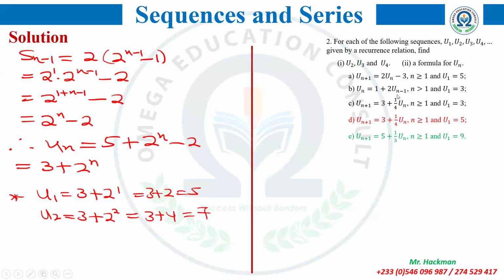Because if you go and substitute 1, look at what will happen. You are going to get 0 here. Do you have U sub 0? No. So obviously you will know that it will not make sense. So the inequality here will guide you as to the n that you are supposed to start with. Okay. Yes, sir.